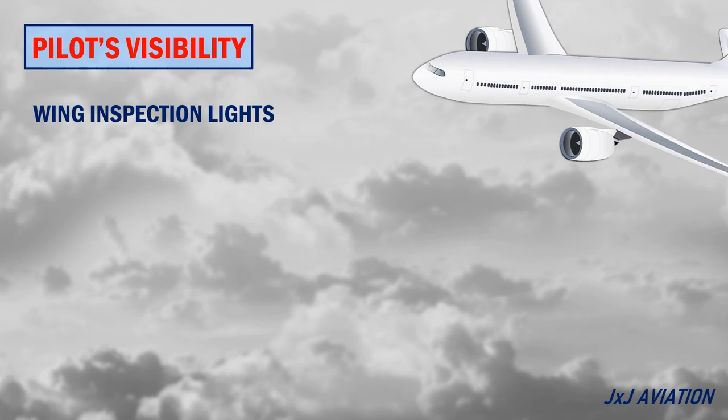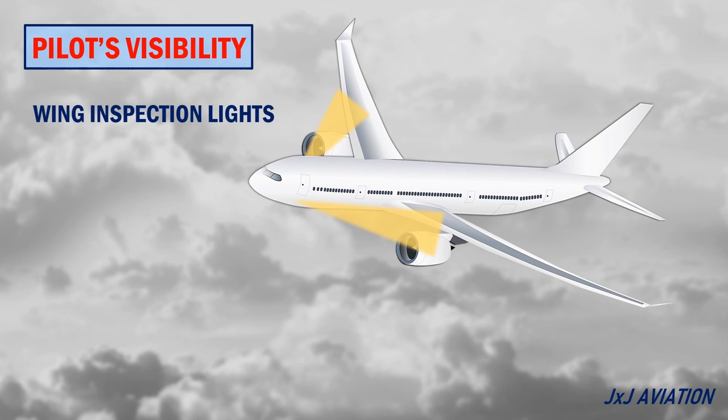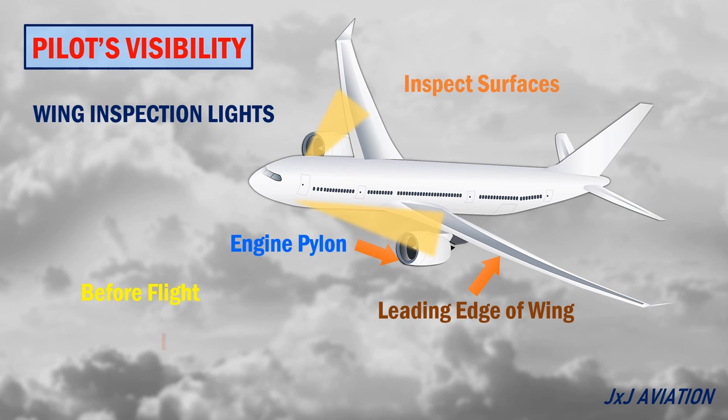Wing inspection lights. These lights are installed on the fuselage and can illuminate the leading edge of the wing and the engine pylon. They are used to inspect these surfaces before flight or during flight to check if there is any ice formation.